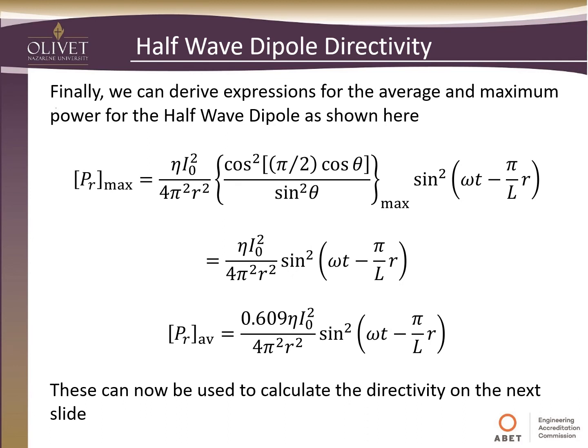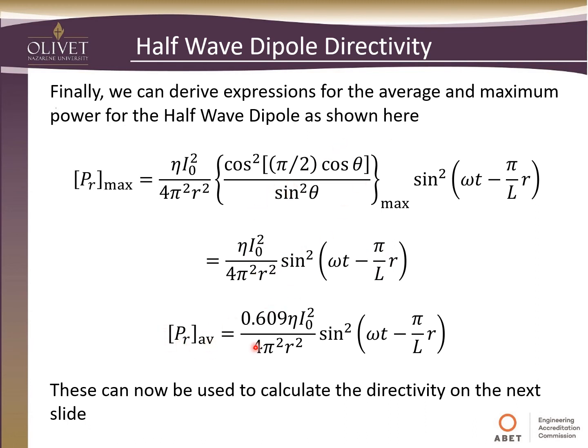So finally, we can now derive an expression for the average and maximum power for the half-wave dipole, which, just as before, we will use to compute the directivity. So when we look at the radiated power, to maximize this part of the equation here, we need to know what the maximum of that is. And of course, since they're trig functions, that would naturally just be 1. And so this reduces to this equation where this part is just replaced with the number 1.